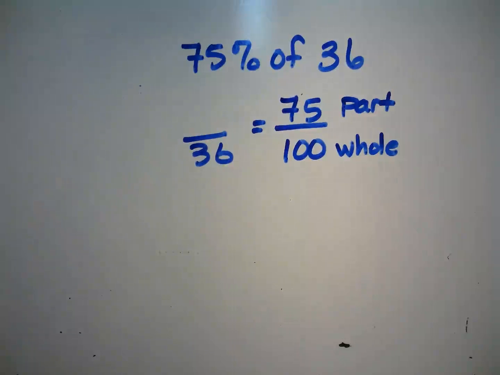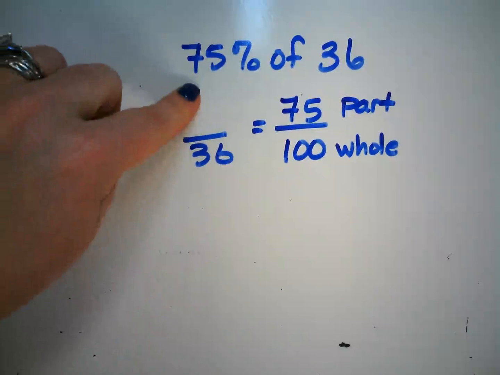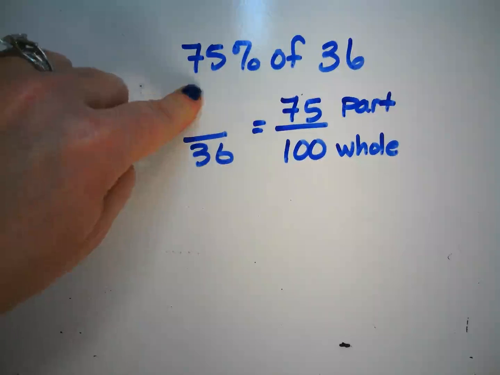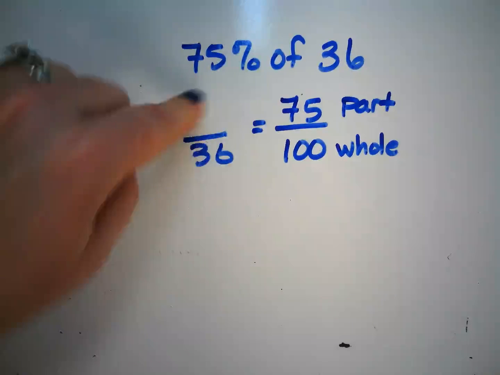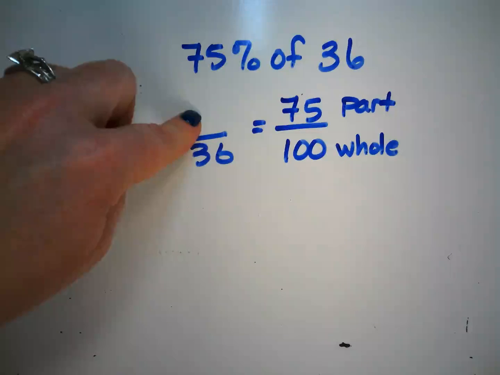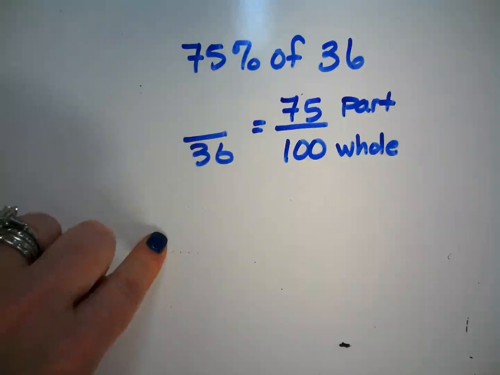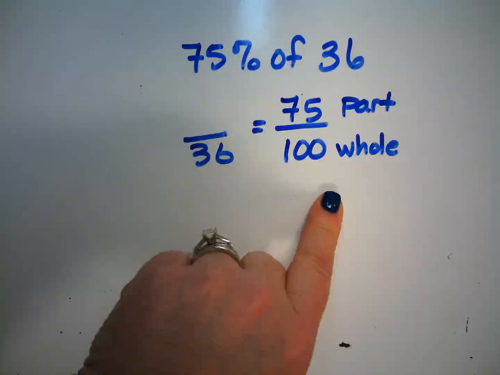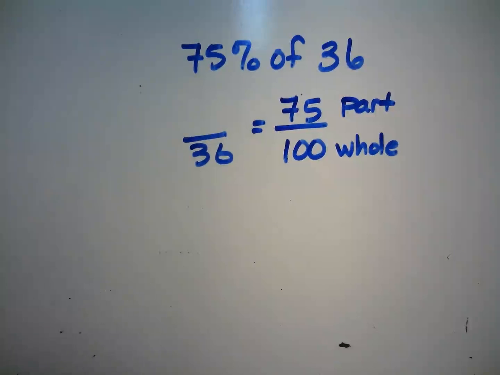We're going to talk about solving in a second. Let's talk about that again. I want to know what 75% of this number is, right? I'm looking then for 75%. Well, 75% is the part. That's the piece I need to find. 36 is the whole. I want to know what 75% of 36 is. 36 is the whole. It's what we started with, and I want to know what part of that is 75%. Does that make sense?